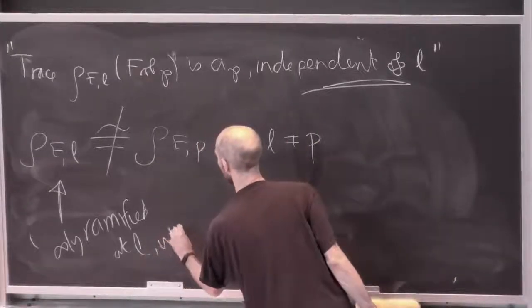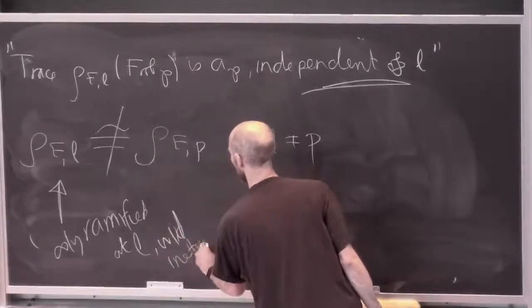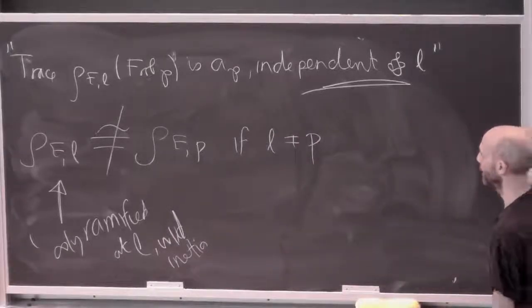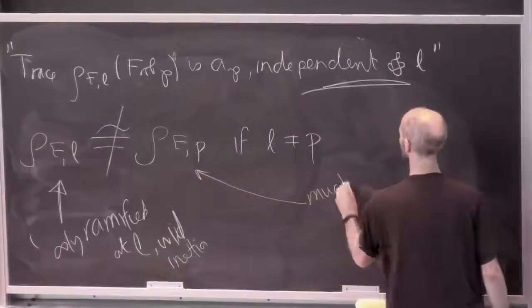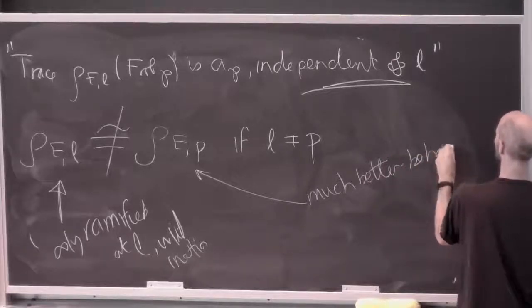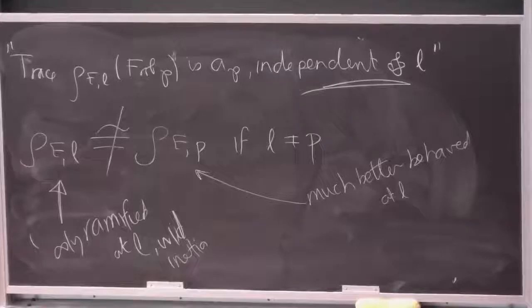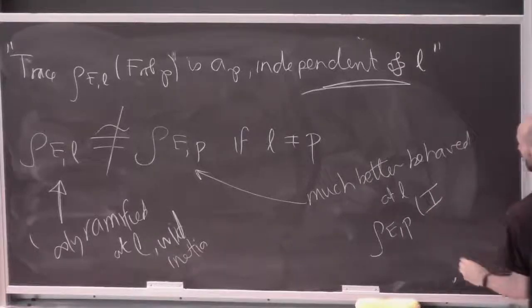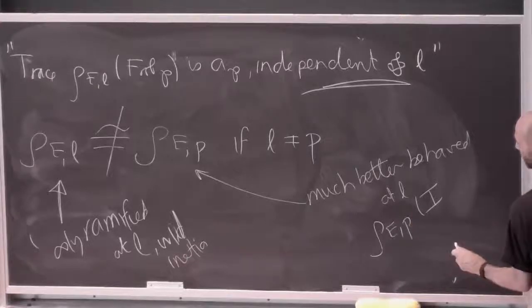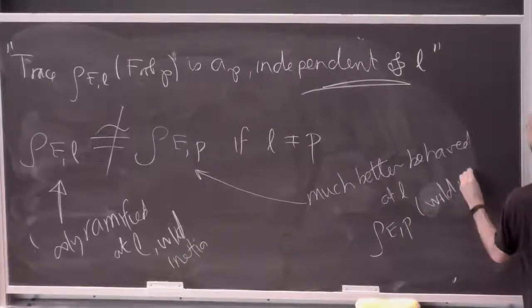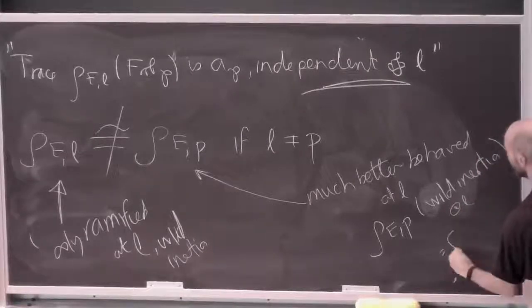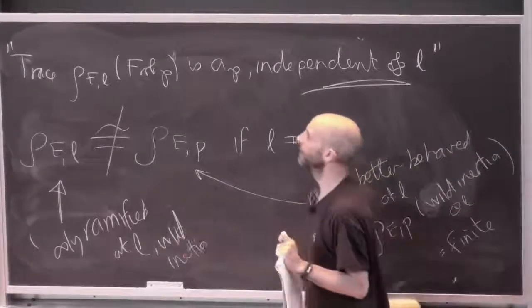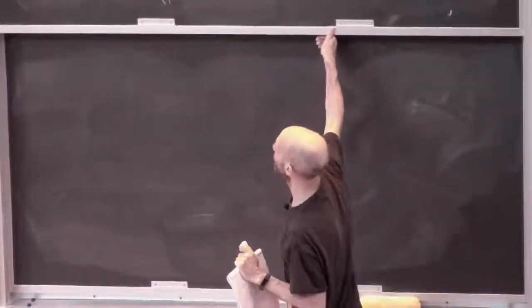Wild inertia, horrible. It's a huge thing, right? And the ramification here at some random prime L will be much better behaved, right? Much better behaved at L. For example, the image of wild inertia at L will be finite. And in particular, we're in some situation here where we could maybe use local Langlands, but not here. So this is a really subtle phenomenon.